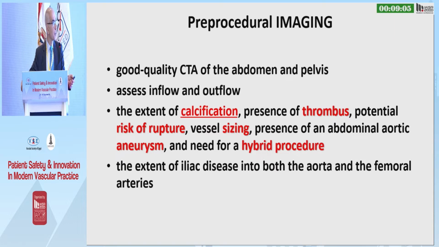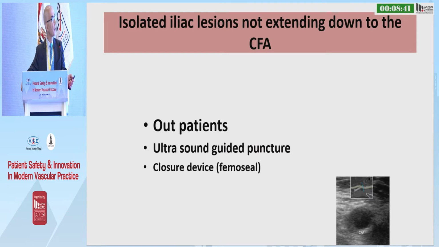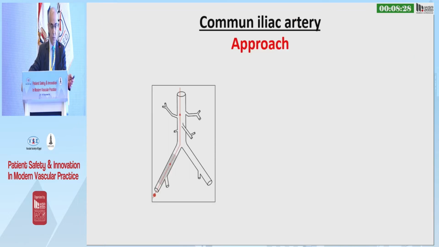isolated iliac lesions. We do endovascular surgery. Good treatment for complex iliac lesions starts with a good quality CTA to assess inflow, outflow, calcification, thrombus, risk of rupture, and extension to the iliac or common femoral artery. For isolated iliac lesions, we treat all patients as outpatients, with ultrasound-guided puncture of the artery and a closure device.